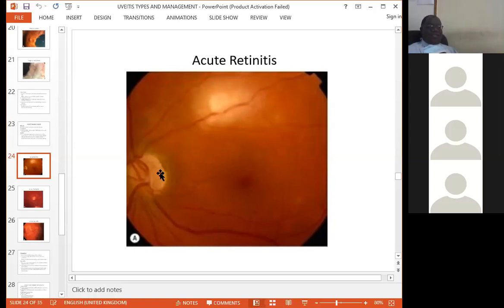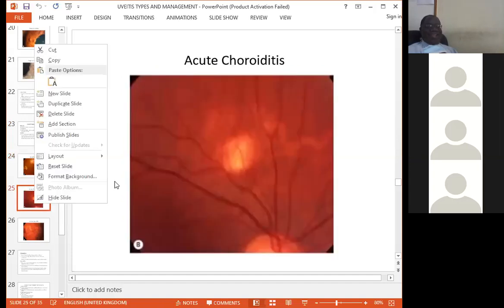What is this? Yes, it's not retinitis. But this is choroiditis, because you've got blood vessels right across the lesion. If it was the retina, this blood vessel wouldn't be there. It's below the actual retina. It's the choroid. Okay.